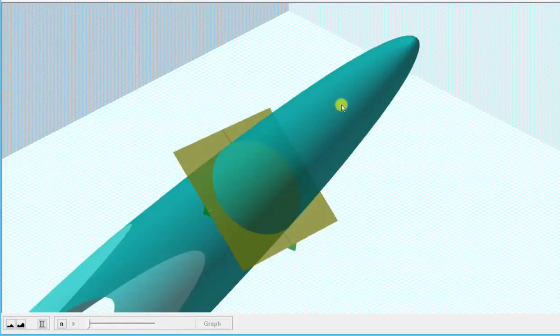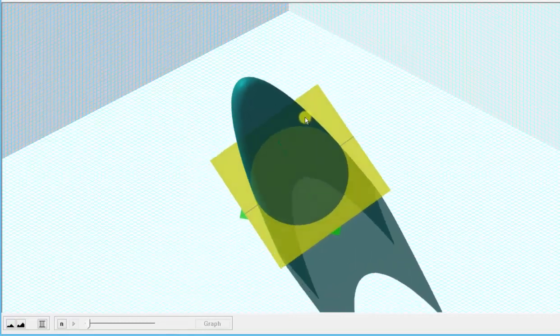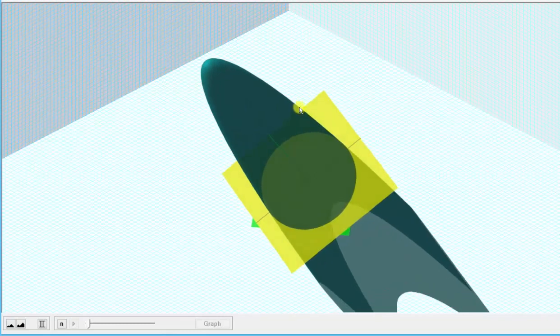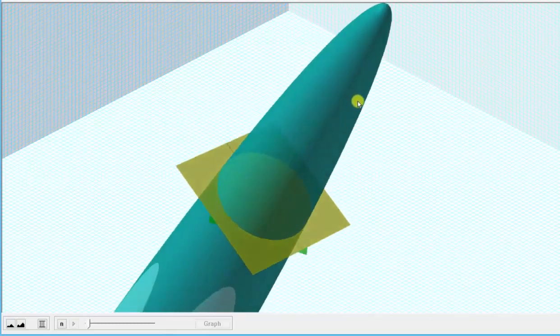So here we see the graph of the paraboloid in green and the plane z equals 0 in yellow. We're trying to find the volume of the solid below the paraboloid and above the xy plane, or the plane z equals 0.